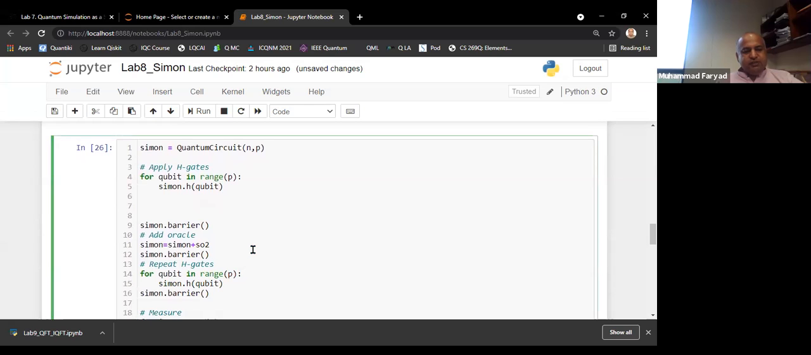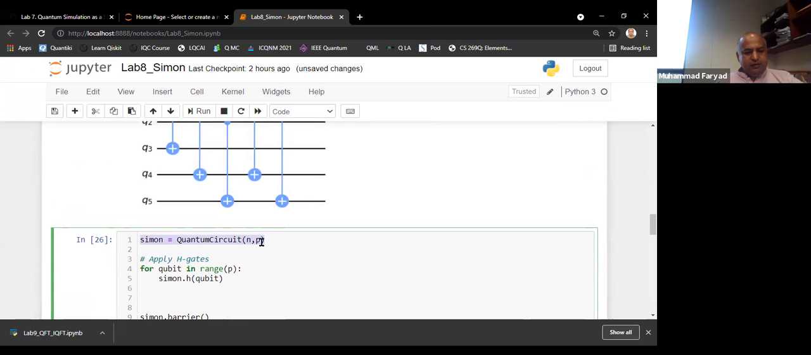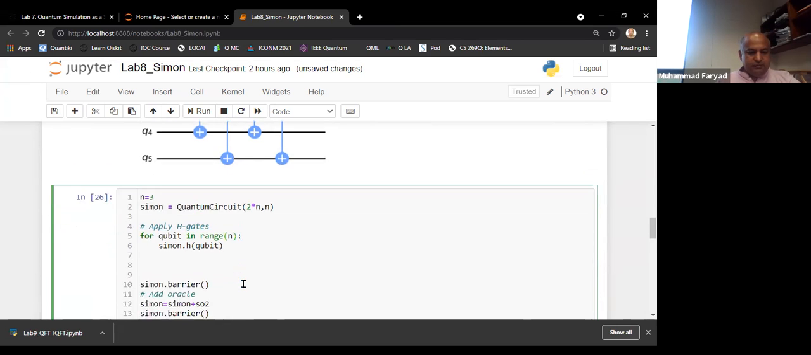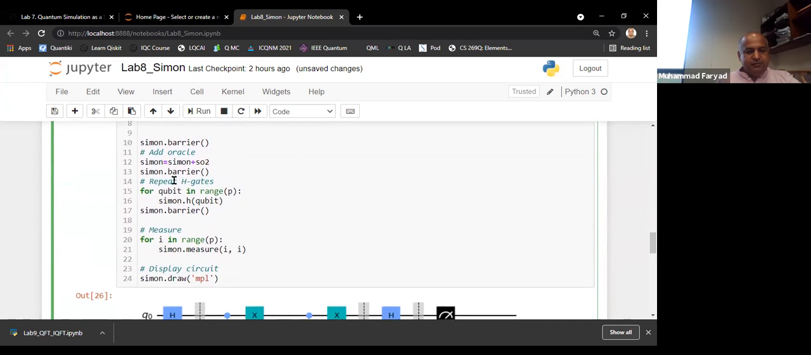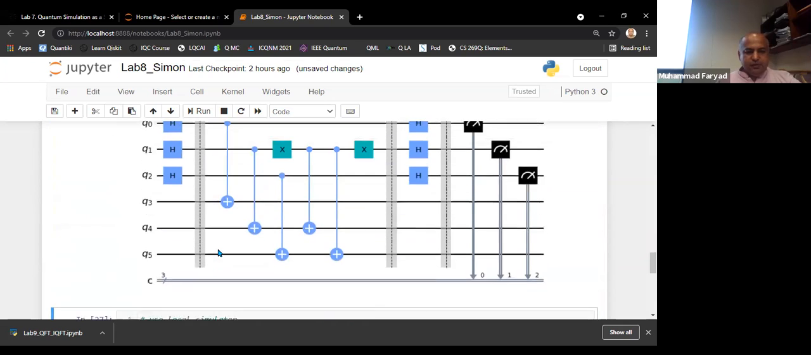Here is the algorithm, which is very simple. I have this circuit with 2n quantum bits and only n classical bits, because I will be doing measurements only once. Let's keep n as 3. I first apply these Hadamards, and then I add this oracle to the circuit Simon by command. Simon is equal to Simon plus SO2. And then I do measurements for the first 3 qubits.